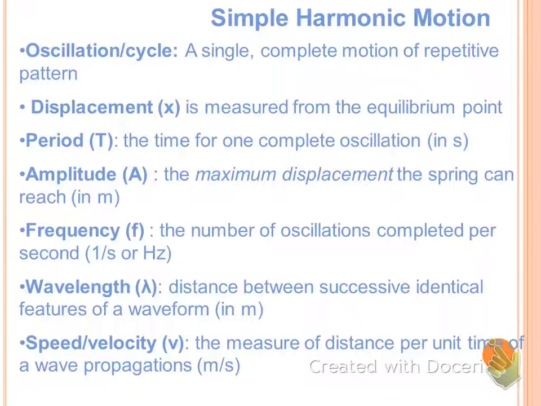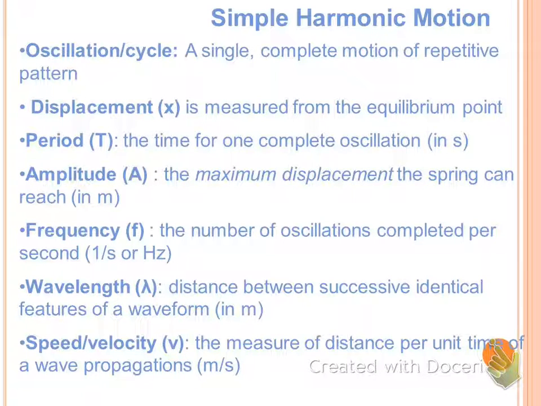Oscillation is very simple, yet a very broad term. An oscillation can be one turn of a fan. It can be one wavelength. It can be the time that a spring goes back and forth and back to its original position. It's any one cycle or one back and forth of the motion. So oscillation is a broad term.